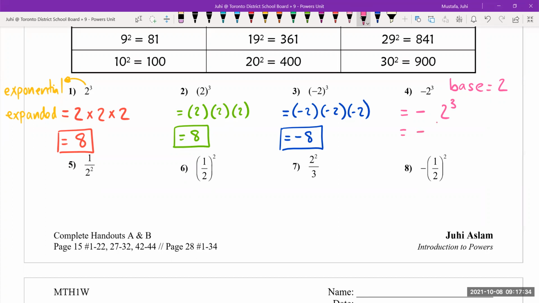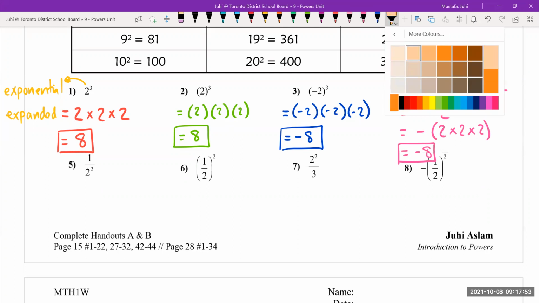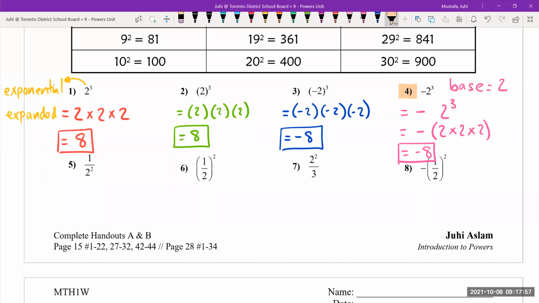So this would be like negative bracket 2 times 2 times 2. And the answer would be -8. I want you guys to just highlight this question and be super mindful of it because it is a little bit tricky. And if you're not paying attention, then you may get it wrong, because you may think the negative is actually part of the base.